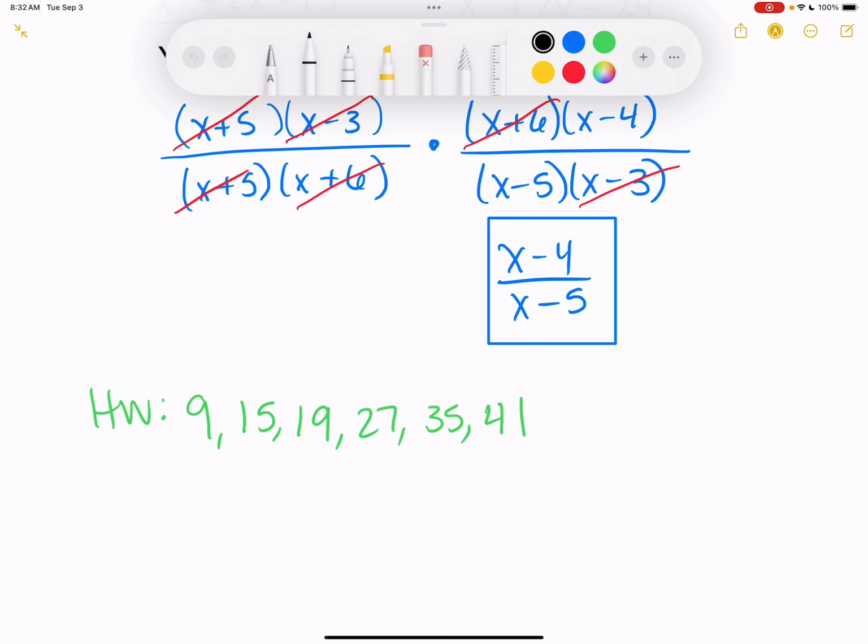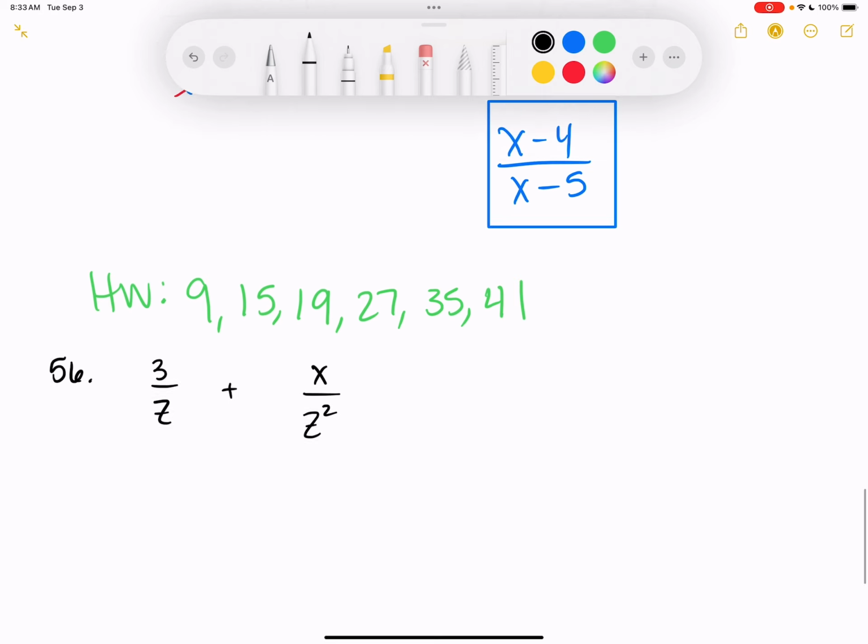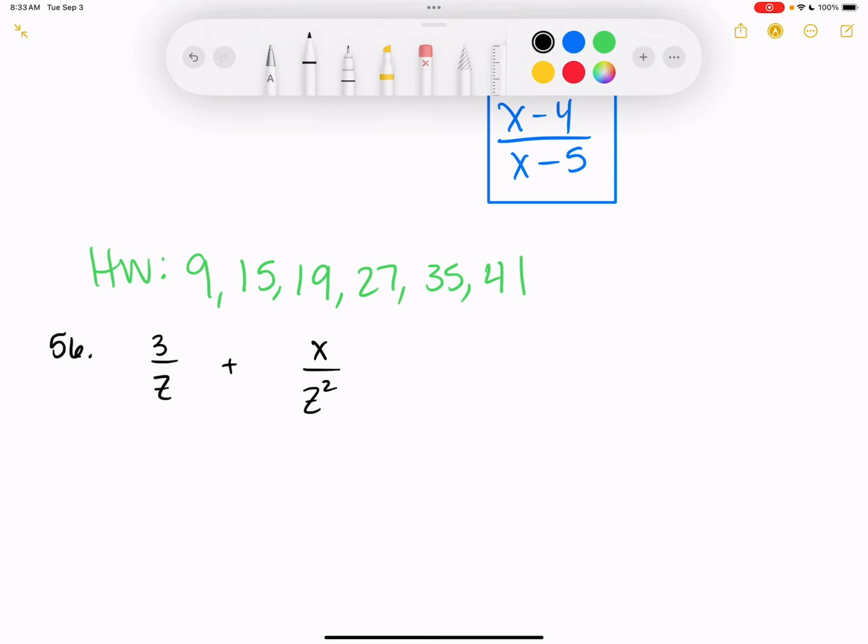these ones say to add or subtract as indicated. So basically, we just need to make sure things have a common denominator so that we can add them together. Clearly, we've been dealing with fractions. So 56, we've got 3 over z plus x over z squared. And I need to add these things together.